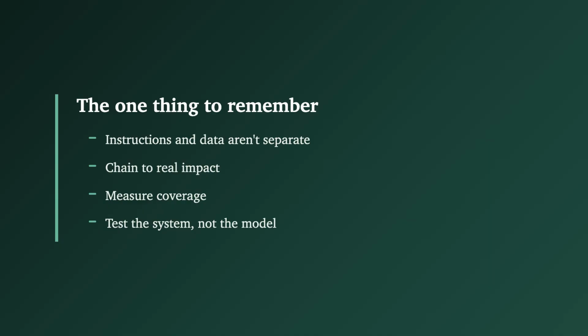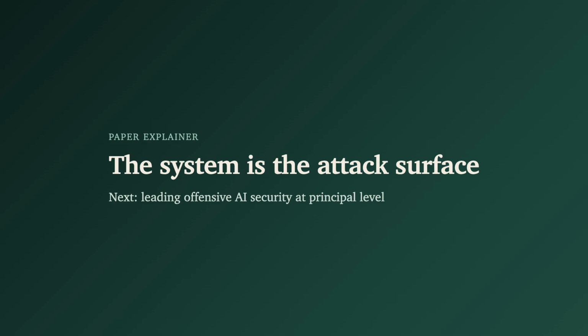If someone keeps one thing from this episode, what is it? Every attack here comes back to one fact: the model can't tell trusted instructions from untrusted data. So the whole system around it is the target. Chain your exploits to real impact, measure coverage against a threat model, and report findings someone can fix. Next episode, we go up a level, leading offensive AI security at principal scale: the strategy, the team, and the program.